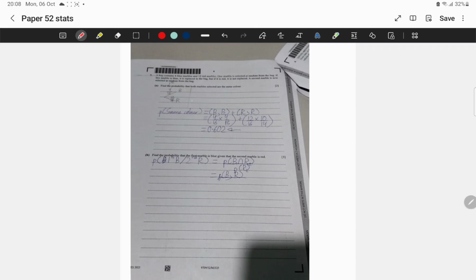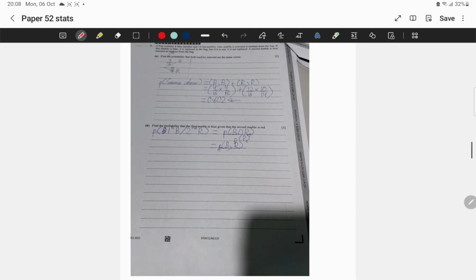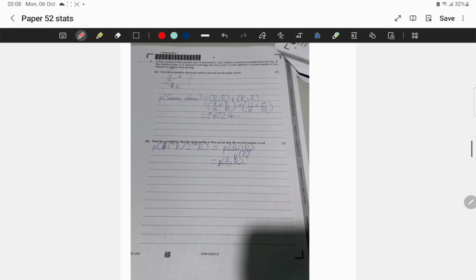You can draw a tree diagram for this question because it tells you that you have two draws. Either you get a blue marble or you get a red marble, and then you get a blue and a red, or a blue and a red. This is your first draw. It tells you that there are 4 blue marbles, so this would be 4 over 16 because the total is 4 plus 12, which gives you 16. For the red marble, it would be 12 over 16.